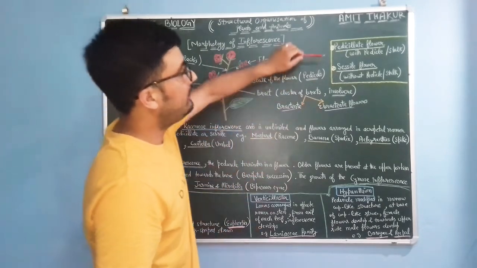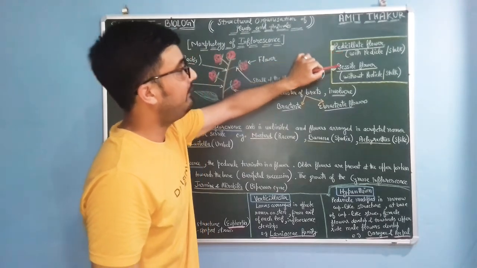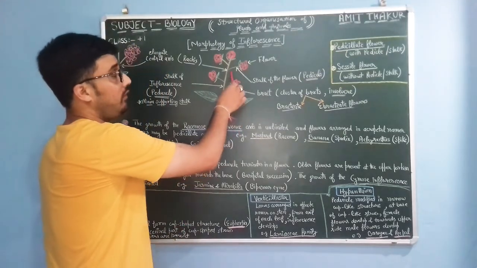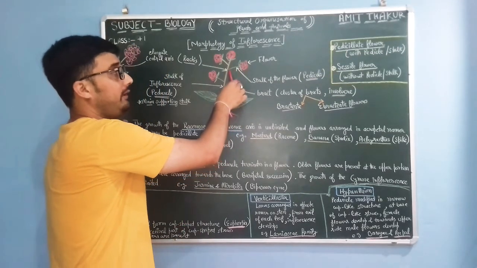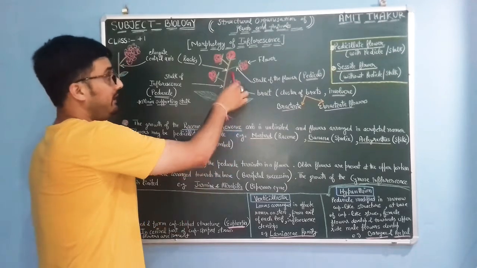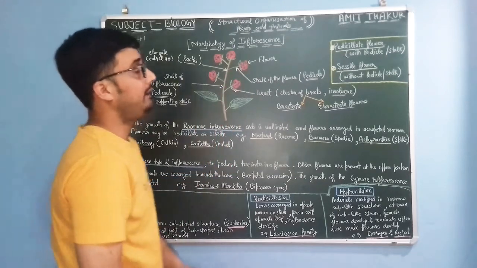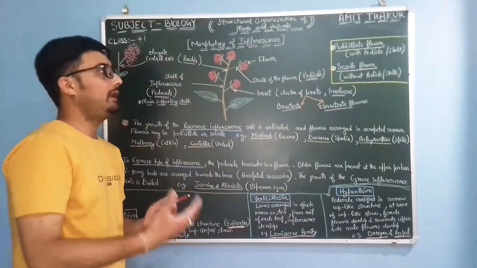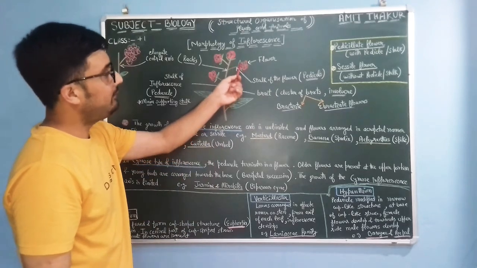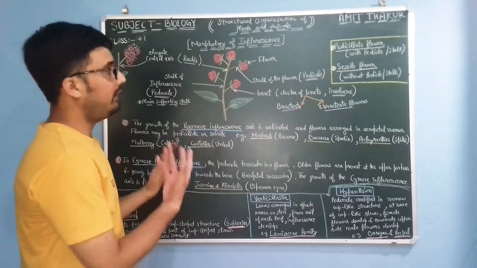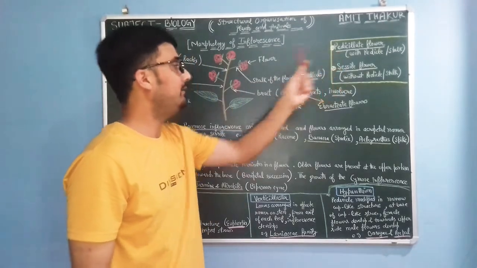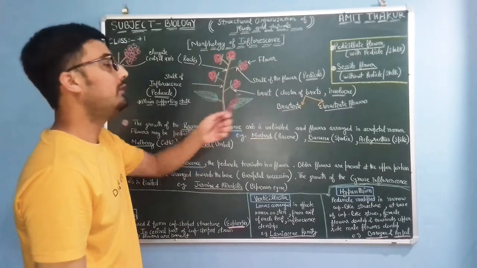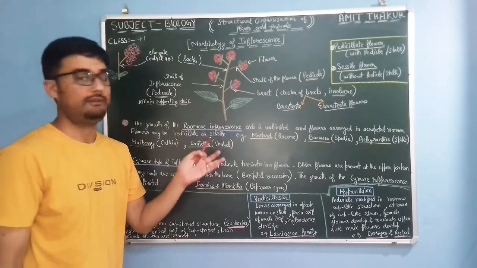And two more terms: pedicellate flowers and sessile flowers. What are pedicellate flowers? When the flower has a stalk, meaning the presence of a pedicel, then that flower is known as a pedicellate flower. और जैसे हम collectively क्या बोल देंगे, if this pedicel and these bracts are present, then we would call this flower a pedicellate bracteate flower, because both the pedicel and the bracts are present.